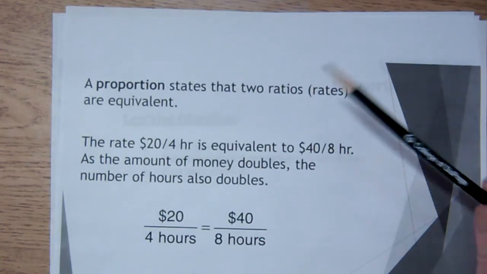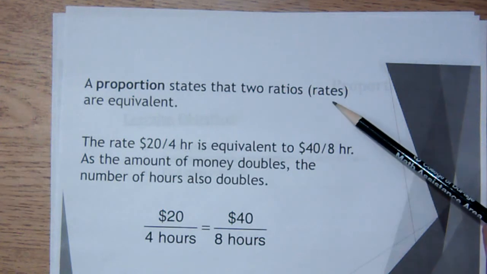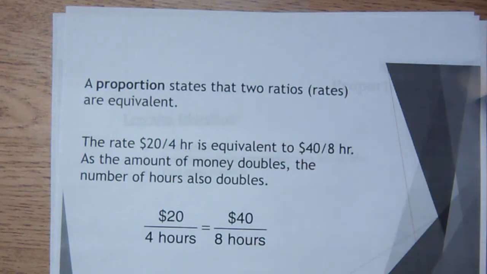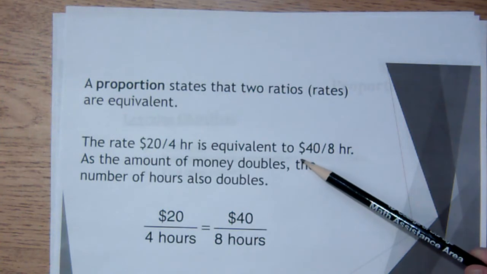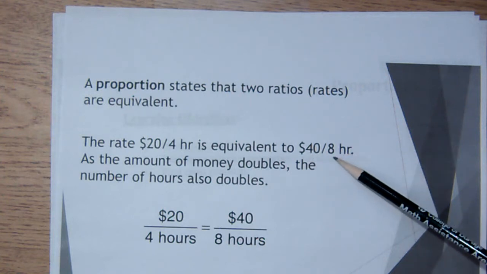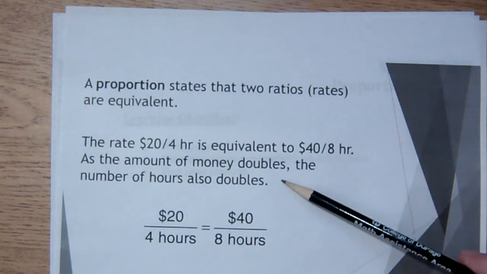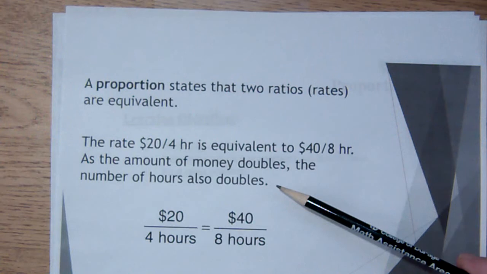A proportion states that two ratios, or perhaps two rates, are equivalent. That means they're equal. As an example, the rate of $20 earned over 4 hours is equivalent to earning $40 over 8 hours because each time it is $5 per hour. As the amount of money doubles, the number of hours also doubles.